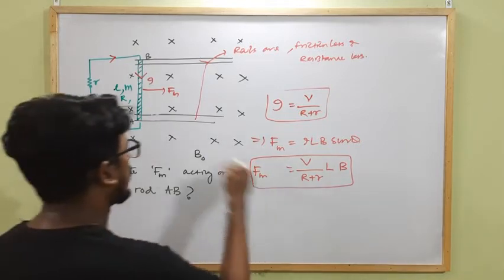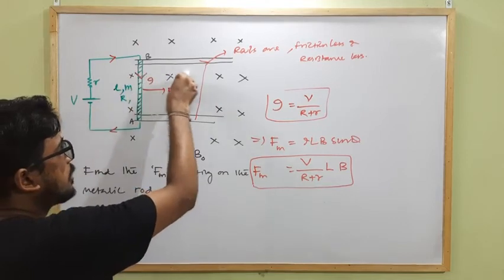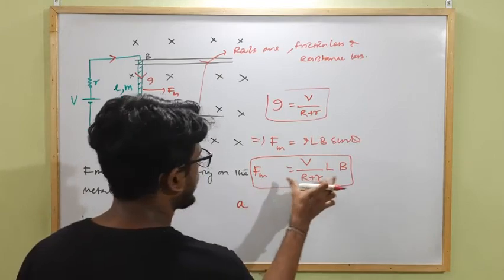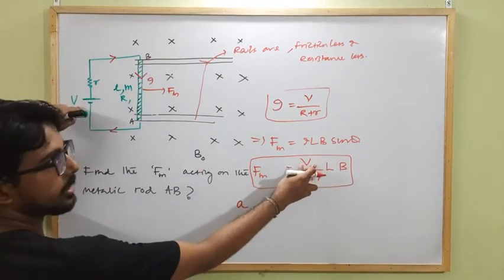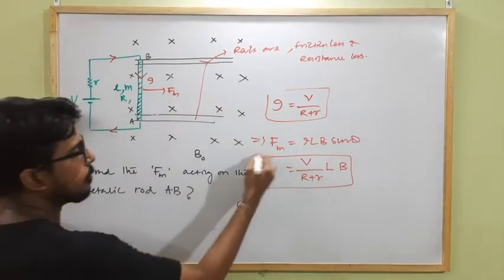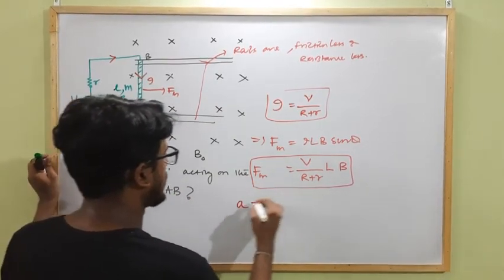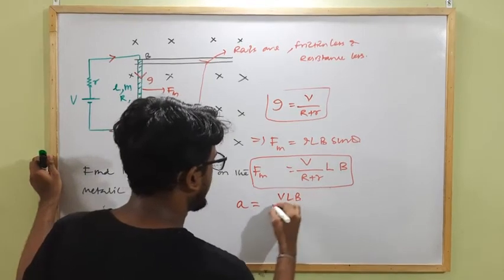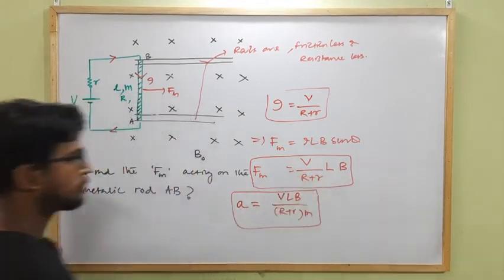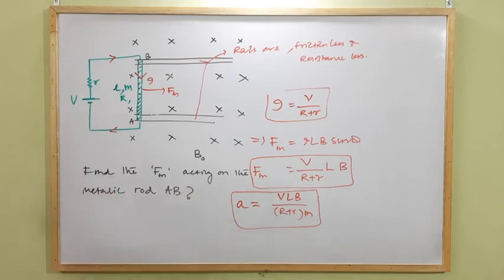Clear? From this I can calculate the acceleration as the force is acting along this direction. This segment will start to move along the rails, which are frictionless and resistanceless. So the acceleration will be how much? This force is constant because potential connected is constant, resistance constant, length and the magnetic field strength are constant. So the force experienced by this rod will remain constant. So it will move with uniform acceleration, that is equal to VLB divided by R plus R into mass of the rod M. Clear? Mass of the rod M. Okay, understand?